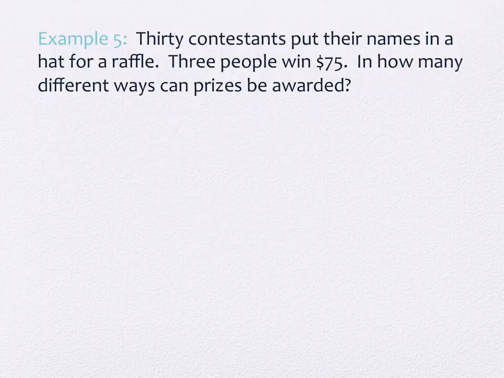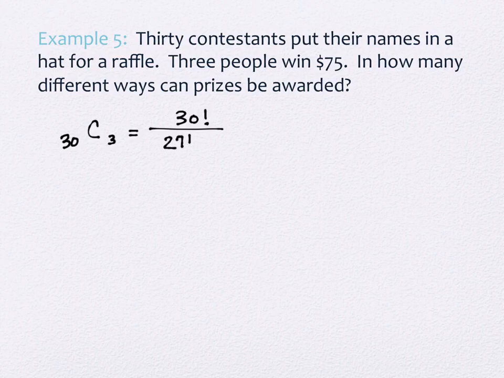So the problem we're going to work is just that. We still have our 30 contestants. All the people are winning, but they're winning the same amount of money, the 3 people. And so in this scenario, the order doesn't matter because they're all winning the same thing. So we still have 30 people. We're still selecting 3, but it's a combination. So 30 factorial is still on top. This time, though, what's on bottom? 27 factorial and 3 factorial.